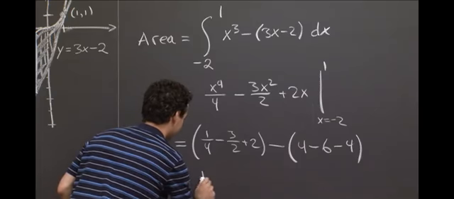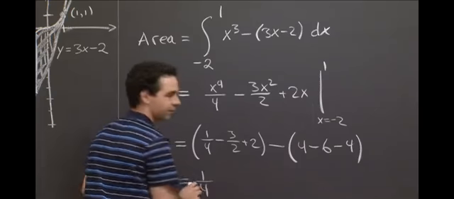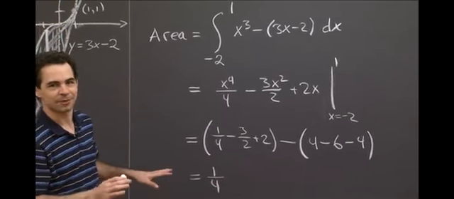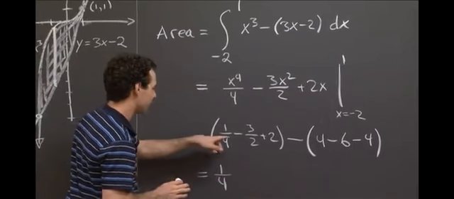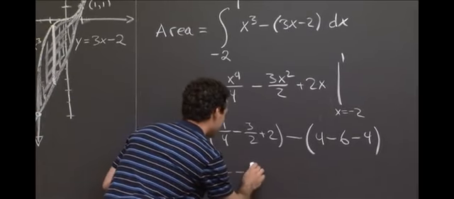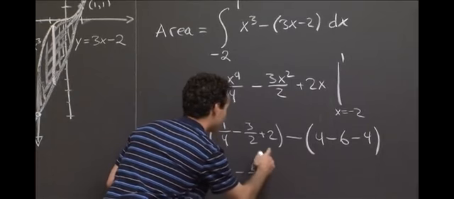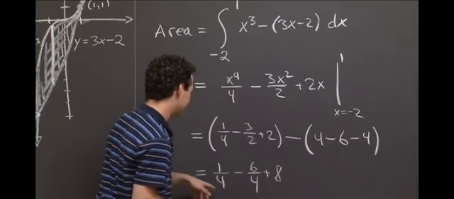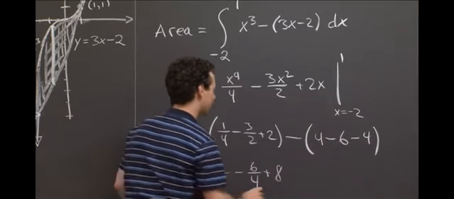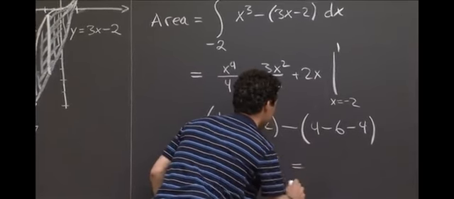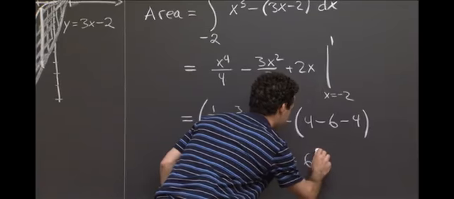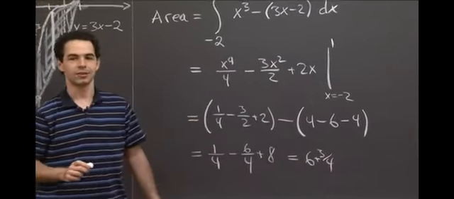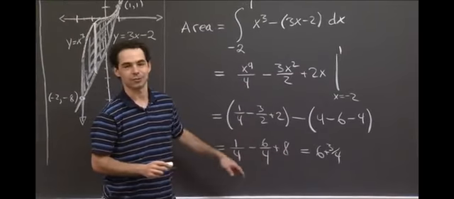There's a secret I should tell you, which is that mathematicians are not actually very good at arithmetic usually. So this is minus 6/4 plus 2 plus 6, so plus 8. So this is 8 minus 5/4, which is 6 3/4. That's 6 plus 3/4. So 6 3/4. This was just arithmetic.